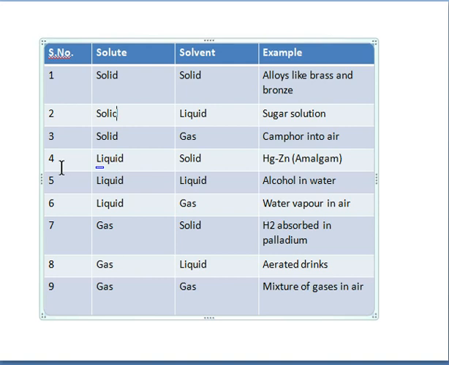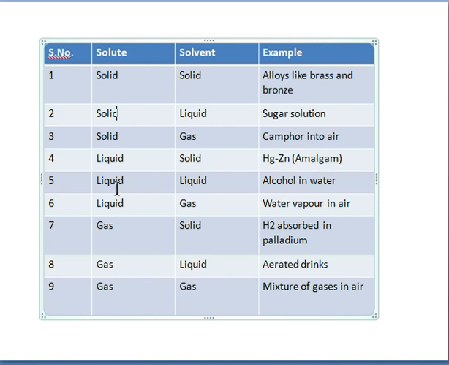Then the fourth type, the solute is liquid and the solvent is solid. So liquid in solid. Example for this type is mercury zinc amalgam. Mercury is a liquid, zinc is a solid metal. When a metal is mixed with mercury, it is known as an amalgam. Suppose instead of zinc you add another metal, it is also an amalgam. A metal combined with mercury is known as an amalgam.